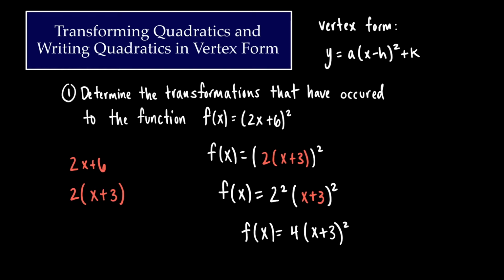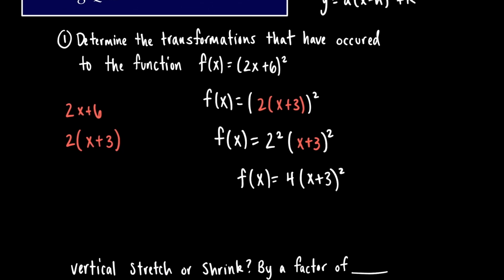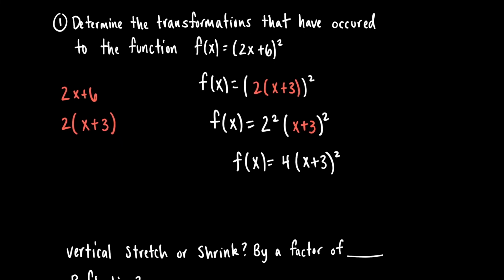Okay? This doesn't exactly look like this, although this is in full vertex form. What I do want to do is rewrite this to make it look exactly like this so that we can figure out, hey, what is A, what is H, and what is K? So we're not really going to change anything per se. We're just going to rewrite it in an equivalent form.